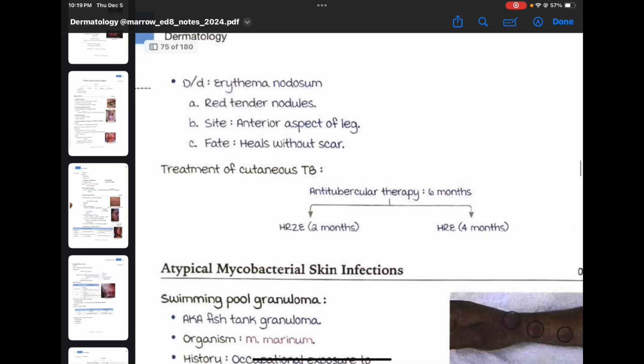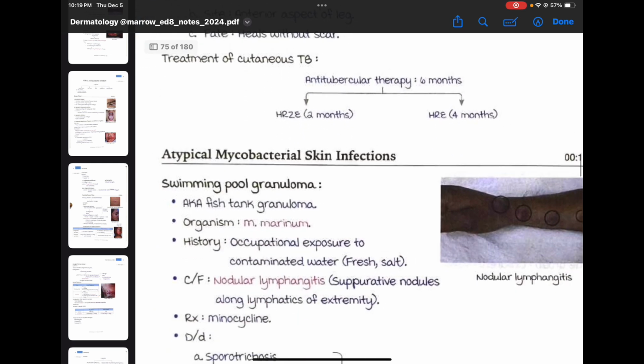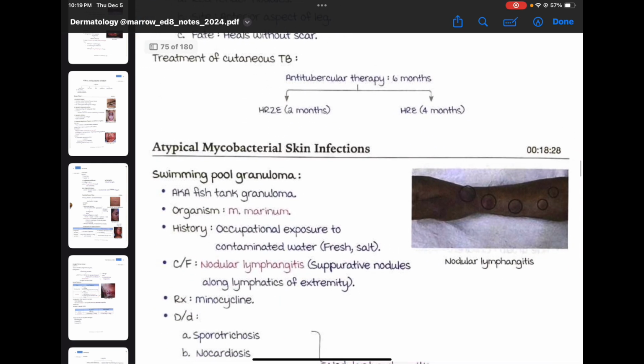Treatment of cutaneous TB: anti-tubercular therapy, 6 months. HRZE for 2 months and HRE for 4 months. Cutaneous TB treatment: 6 month anti-tubercular drugs, HRZE for 2 months, HRE for 4 months.